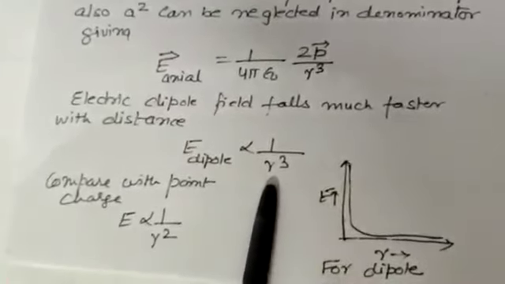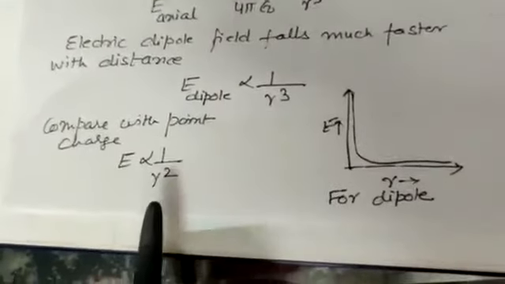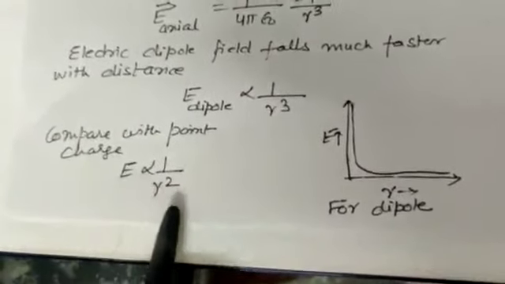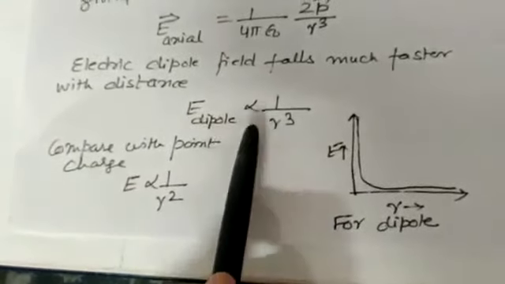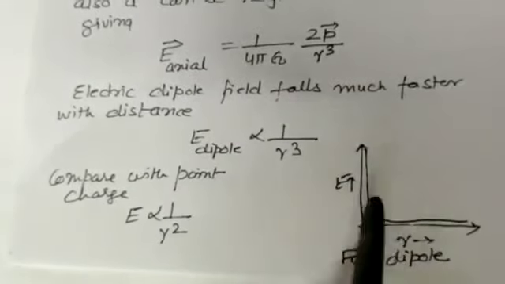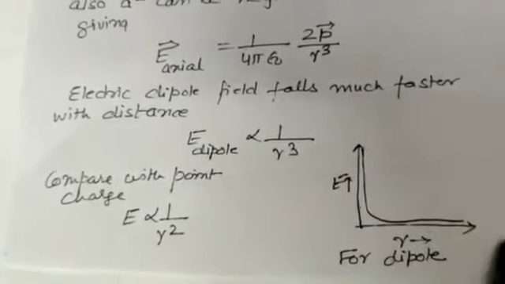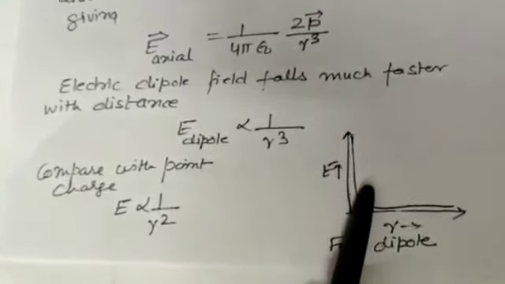You can see that for a point charge, your E had fallen as 1 by r square. That is, it was inversely proportional to r square. But in the case of electric dipole, its value is falling as inverse of r cube. So when you draw a plot between E and r for dipole, it will be a steep hyperbola.